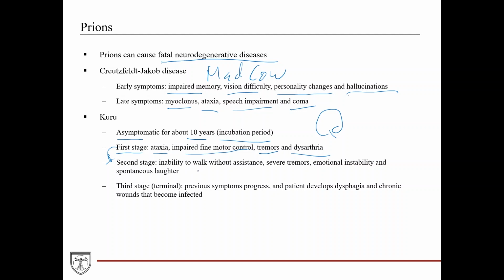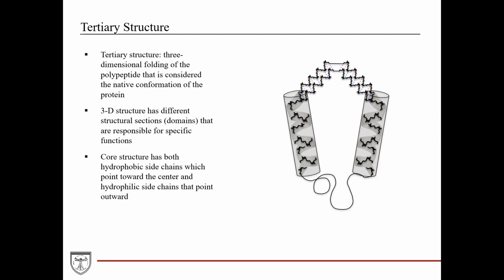You have an inability to walk without assistance. These tremors are getting worse. Then they develop emotional instability and spontaneous laughter. And then eventually it progresses to the third stage, the terminal stage, which is where all these previous symptoms continue to progress and get worse. And then eventually the patient develops dysphagia, they have trouble swallowing, and then chronic wounds that become infected, and then eventually they pass away.